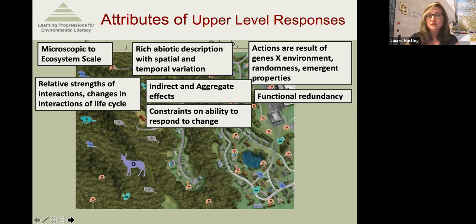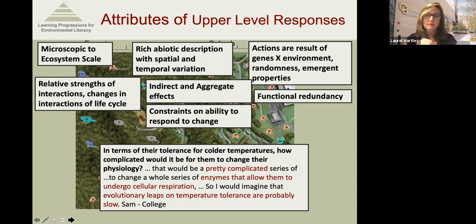And they also placed constraints on the ability to respond to change. So those lower level students kind of said that everything would adapt, and upper level students said some things would adapt and some things might not, and it depends on blank. In terms of their tolerance for colder temperatures, how complicated would it be for them to change their physiology? That would be a pretty complicated series, to change a whole series of enzymes that allow them to undergo cellular respiration. So I would imagine that evolutionary leaps on temperature tolerance are probably slow. So you see here, the students talking about a micro level process like enzymes and cellular respiration, linking that to physiology at the organismal level and even to evolution. So that's pretty sophisticated.